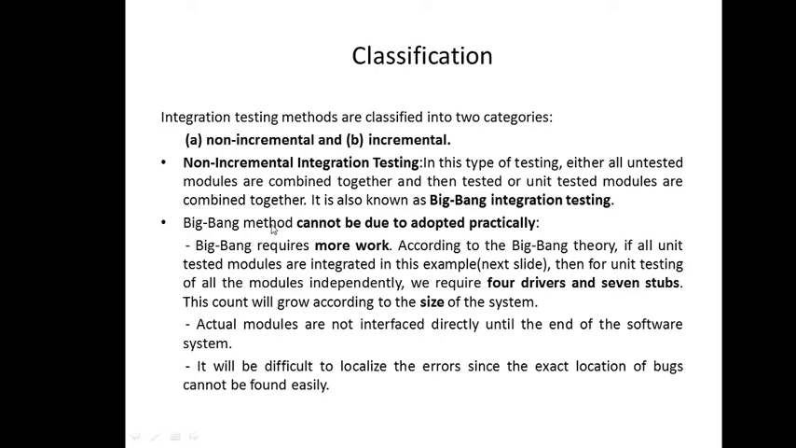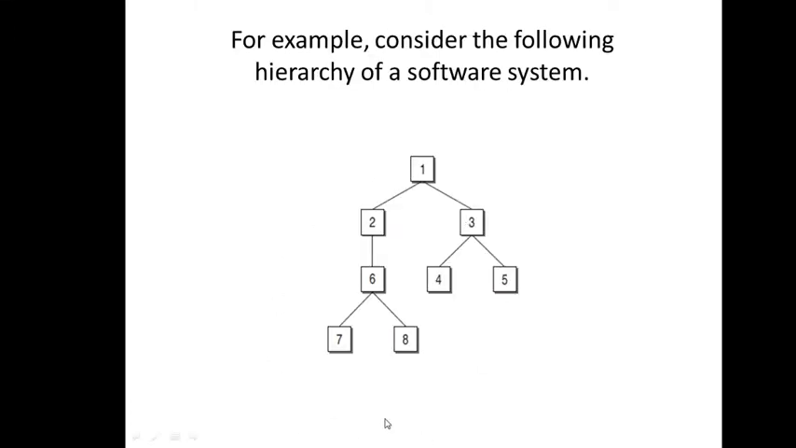But there are a few drawbacks of this Big Bang integration testing, or you can say this is not practically adopted. Why it is not practically adopted? One basic reason is when you're going to integrate all the modules together. Let's assume these 8 modules are there, and we combine all the modules together and we identify a certain error. So what is the possibility of the error? We know that individually these modules are tested and there is no error, they are unit tested. So the possibility of error is in these interfaces which are being shared between these modules.